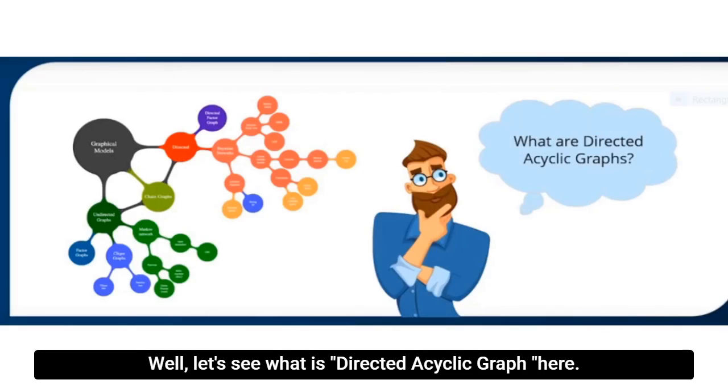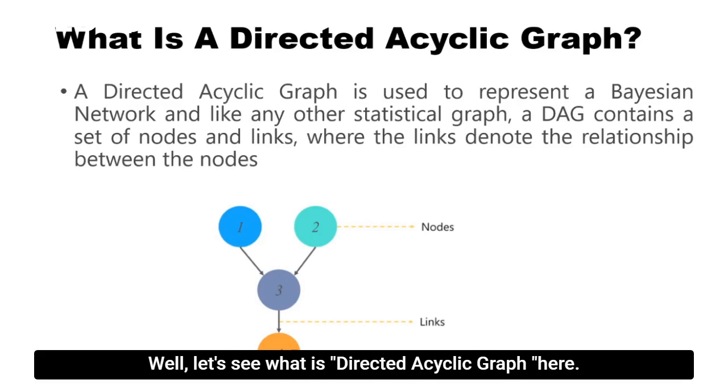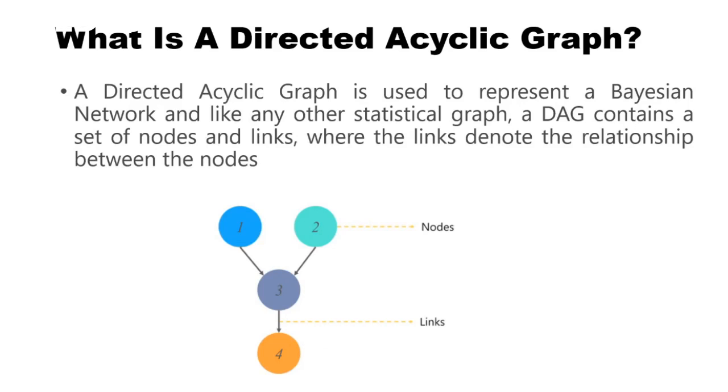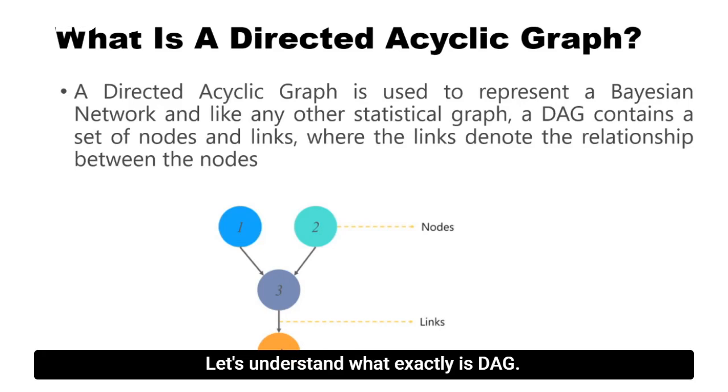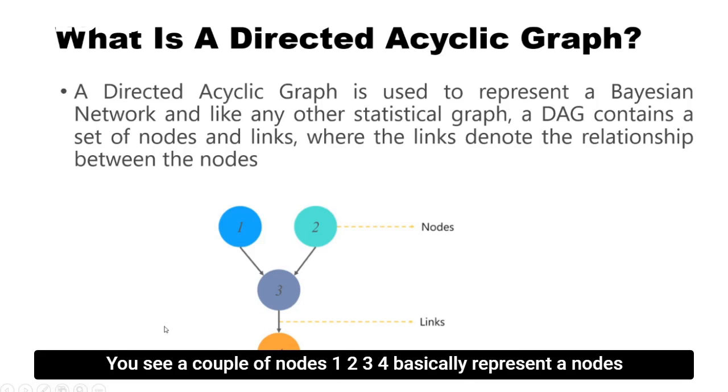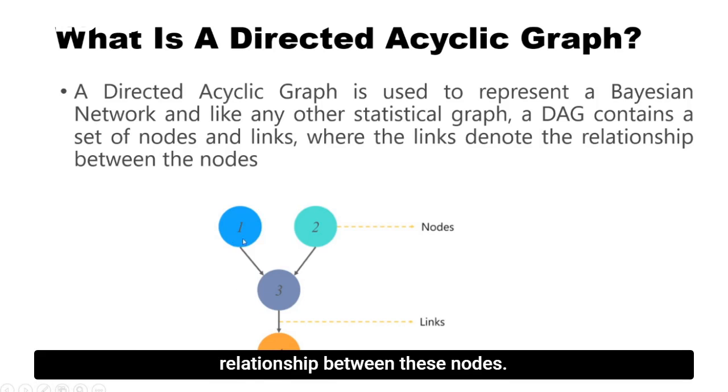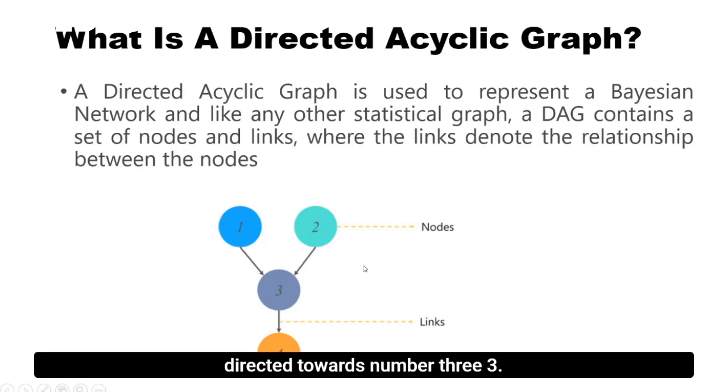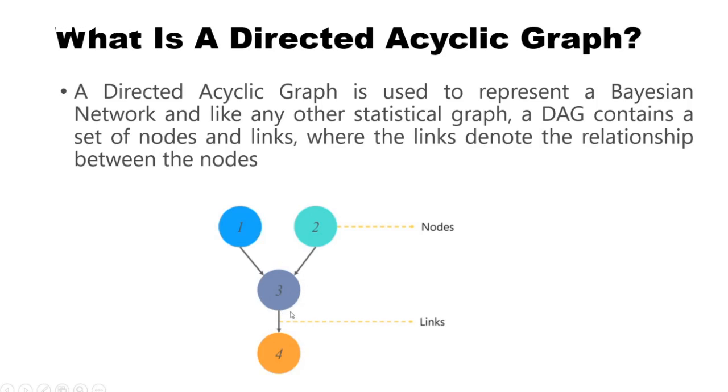Well, let's see what a directed acyclic graph is. Here you can see a little bit of explanation. Let's understand what exactly a DAG is. So take a look at this diagram. Here you see a couple of nodes, 1, 2, 3, 4, which basically represent nodes. The arrows directed from each of these nodes represent the relationship between these nodes. If you look at the figure, you can see that node 3 is dependent on both node 1 and 2, because you can see arrows directed towards number 3.